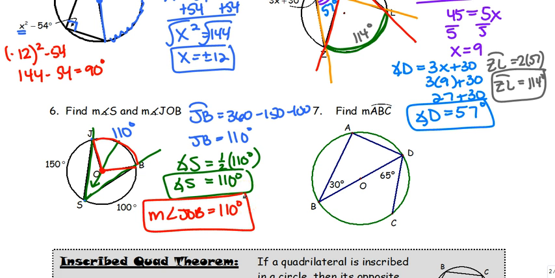Okay, what I want you to do is press pause on the video and go ahead and try number 7, either on your own or with your group members. See if you can go ahead and find what the measure of arc ABC is. Go ahead and press pause. Take 1 or 2 minutes and then press play when you are done.